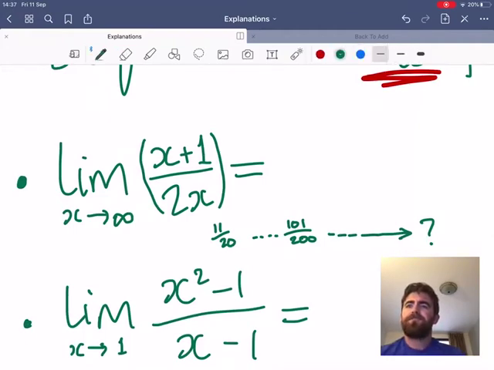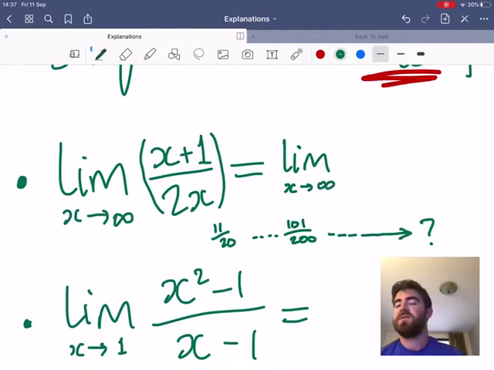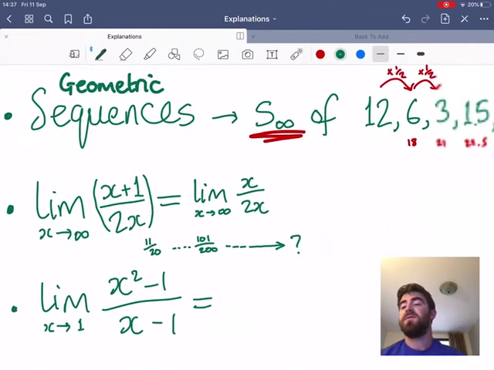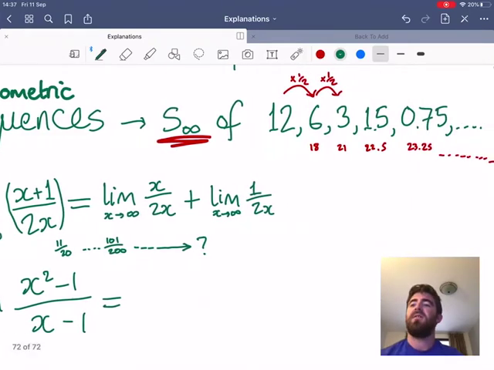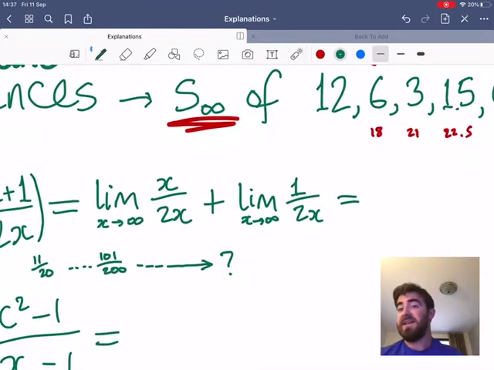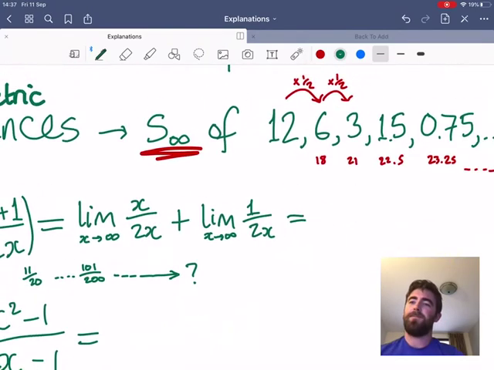So we can change this fraction here to x over 2x plus 1 over 2x. Okay, and we can actually just take the limit of both of those separately. Okay, so the limit of x over 2x plus the limit of 1 over 2x, and you are trying to write your x tends to infinity every time. You might get lazy, but try not to. So how can we evaluate both of these?